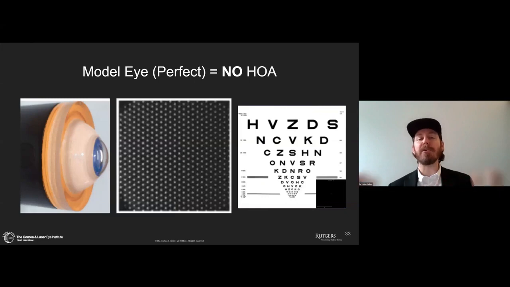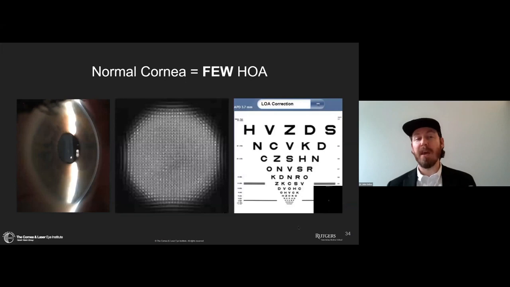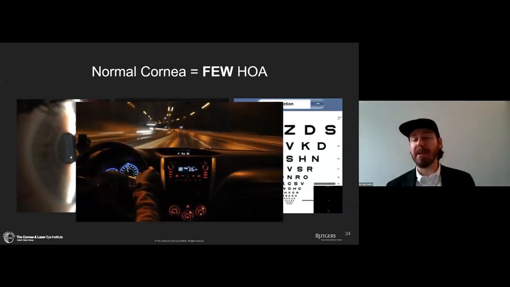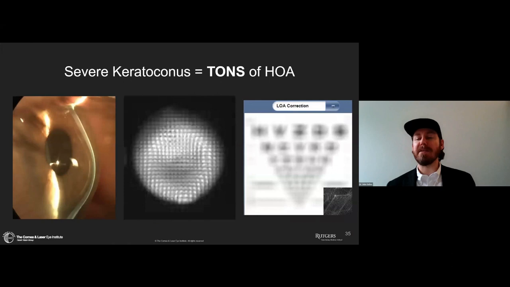So let's say we had a model eye with perfect optics. Our spot diagram is going to be perfect spacing with perfect clarity of the dots. We're going to have a perfect point spread function and great vision. If we have a normal cornea, we're going to have a little bit of aberration there. You can see that point spread function got a little bit bigger, and our vision is going to be pretty darn good. What about if we add severe keratoconus and we put correction into this, right?